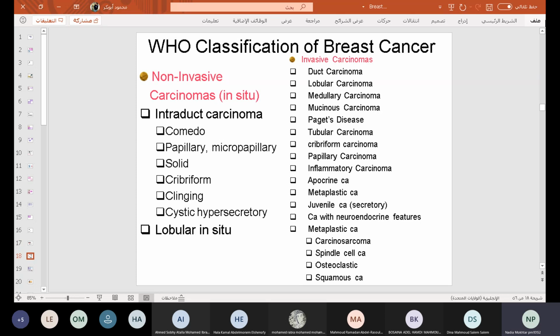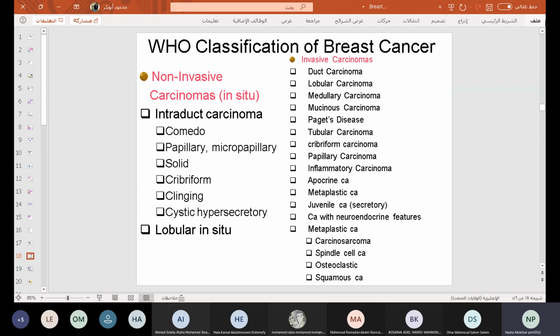The WHO has classified breast cancer into two main subcategories, the non-invasive or carcinoma in situ and the invasive carcinoma. The list is still very long. All you need to learn is the ductal carcinoma in situ. The most important one that we see usually is called comedo carcinoma. We will see photos. You have to see the photos.